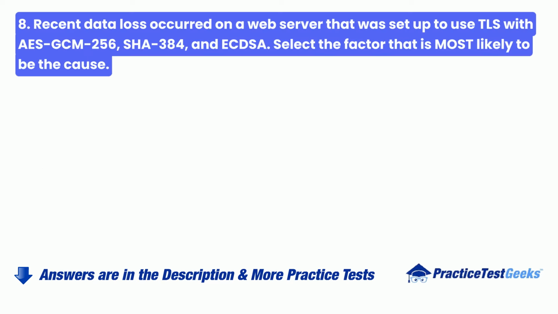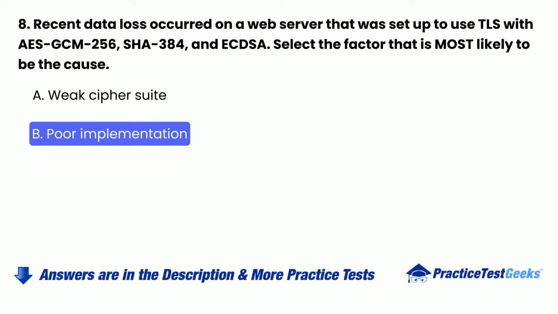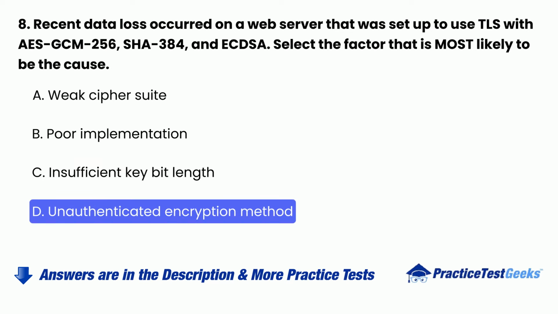8. Recent data loss occurred on a web server that was set up to use TLS with AES GCM 256, SHA 384, and ECDSA. Select the factor that is most likely to be the cause. A. Weak cipher suite. B. Poor implementation. C. Insufficient key bit length. D. Unauthenticated encryption method.